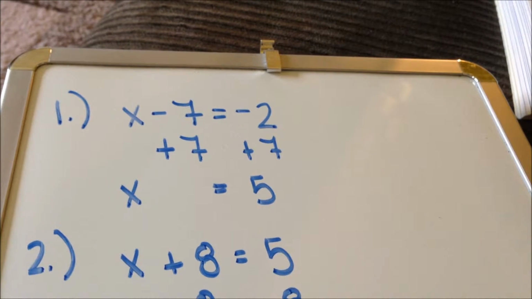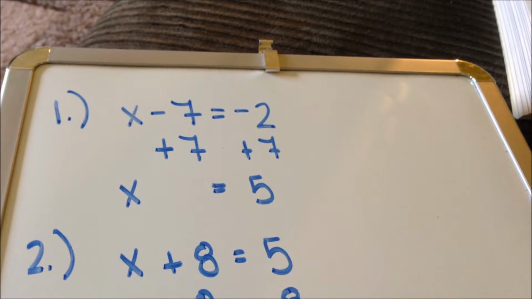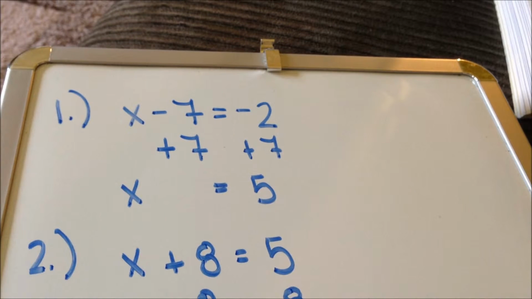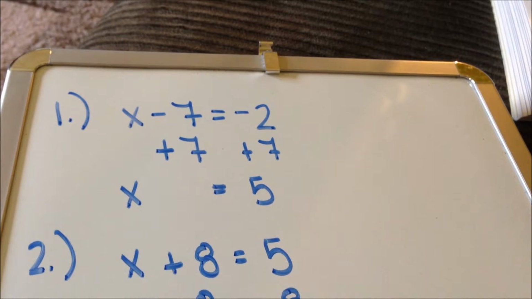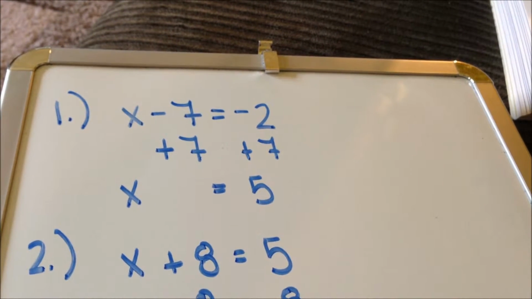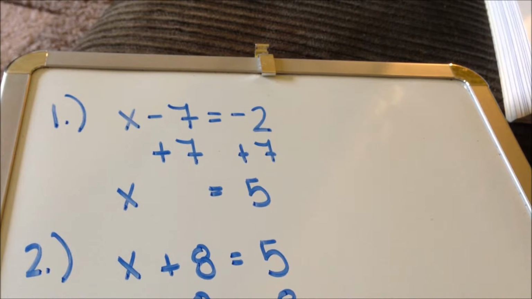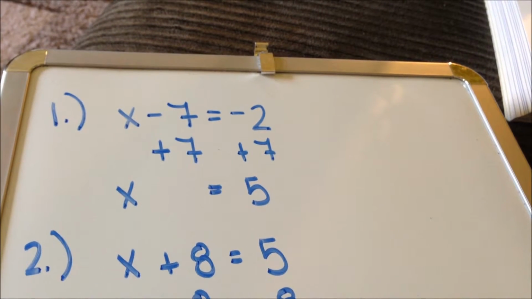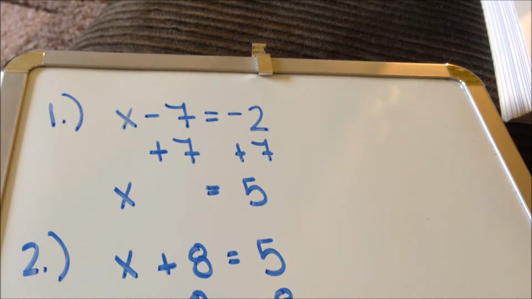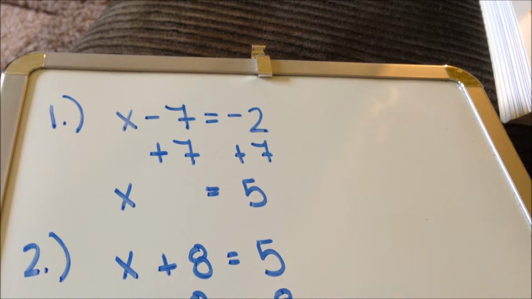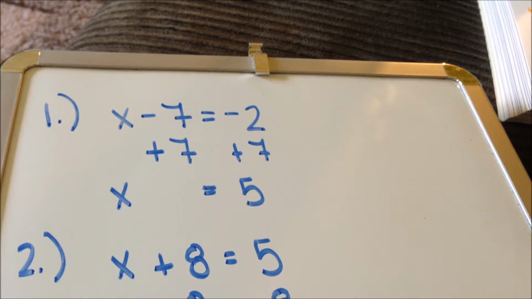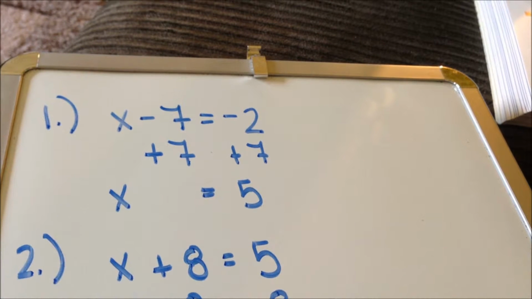For number 1, we have x minus 7 equals -2. To isolate the variable x, we have to get rid of the -7. To get rid of it, we have to add 7 to both sides of the equal sign. We have to do the opposite operation. The opposite operation of subtraction is addition. What happens to the -7 plus 7 is they cancel each other out.